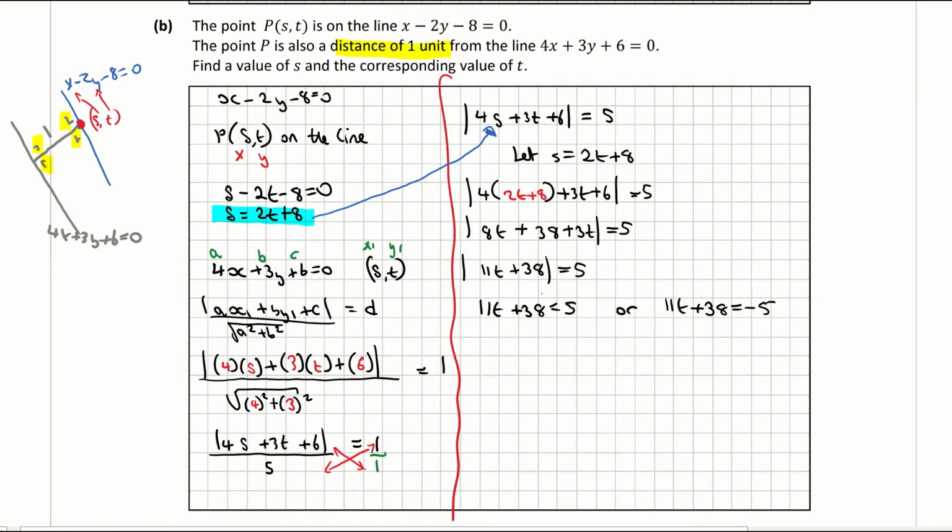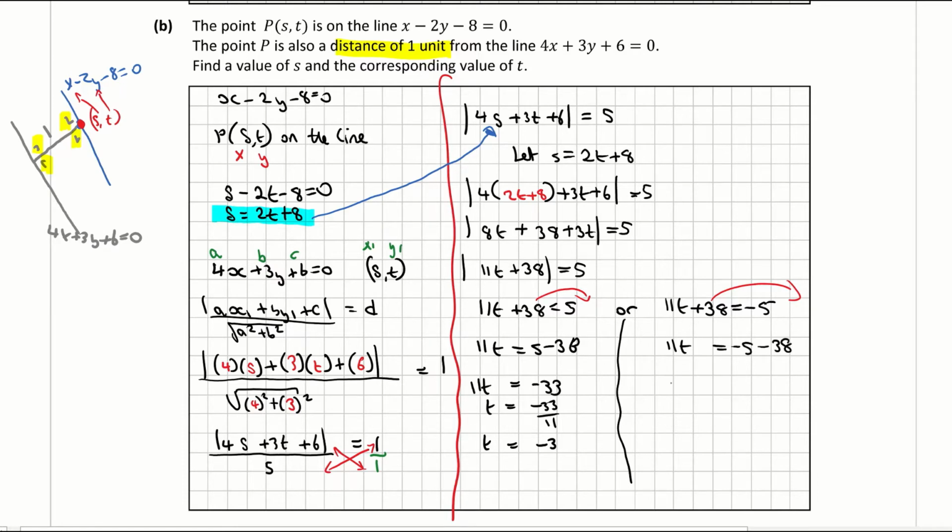And when we solve that, here I'm going to subtract 38 from both sides, which will give me 11t is equal to 5 minus 38, which is minus 33. So t is equal to minus 33 divided by 11, which gives me t is equal to minus 3. Now I can have two values, so on the other side, I can also subtract 38 from both sides, which would give me 11t is equal to minus 5 minus 38, which is 11t is equal to minus 43. So that gives me t is equal to minus 43 over 11 when I divide both sides by 11.